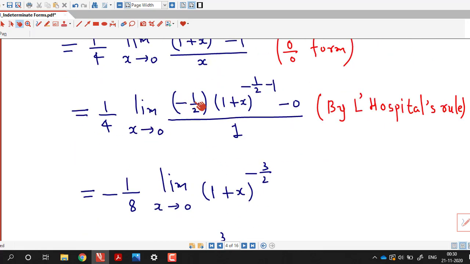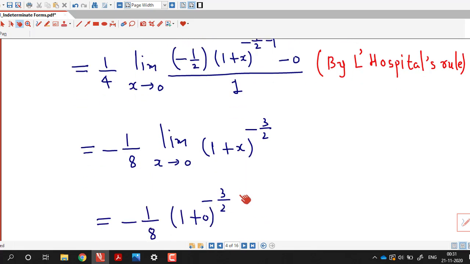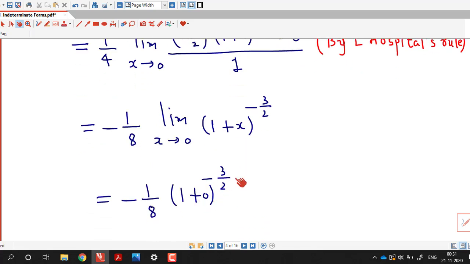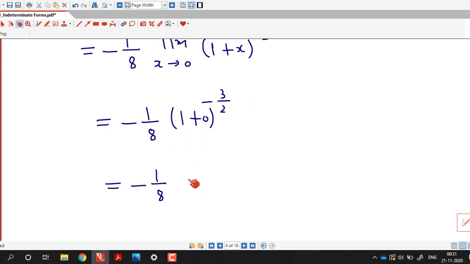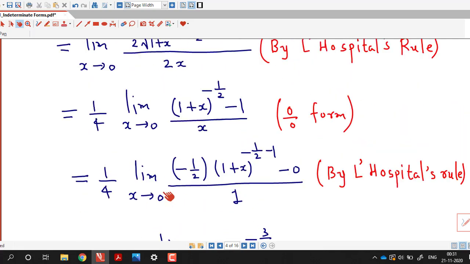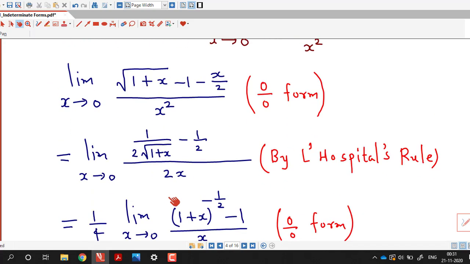Now we can take this minus 1 by 2 outside limit. It is independent of x, so it will be 1 by 4 into minus 1 by 2, which is minus 1 by 8, and this we can rewrite as 1 plus x to the power minus 3 by 2, and if we put x equal to 0, we have 1 plus 0 raised to minus 3 by 2, so this is going to be 1, and we are left with minus 1 by 8, so the limit is minus 1 by 8.